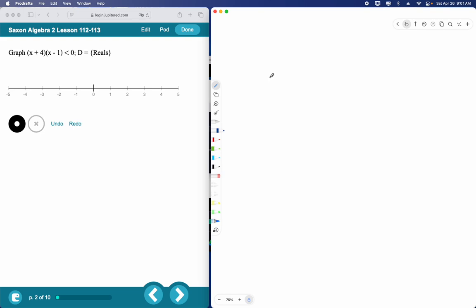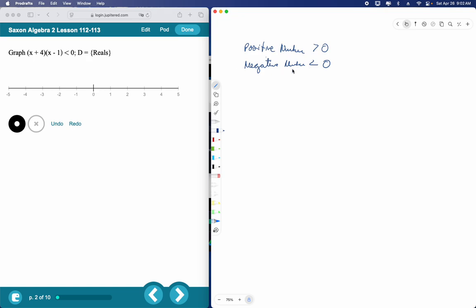All right, so now we are in lesson 112, 113. Notice the sign is now different. It's less than. So remember when we did the greater than before, we did positive times positive and negative times negative, because a positive number is going to be greater than 0. Well, now we have a less than, a negative number is less than 0.